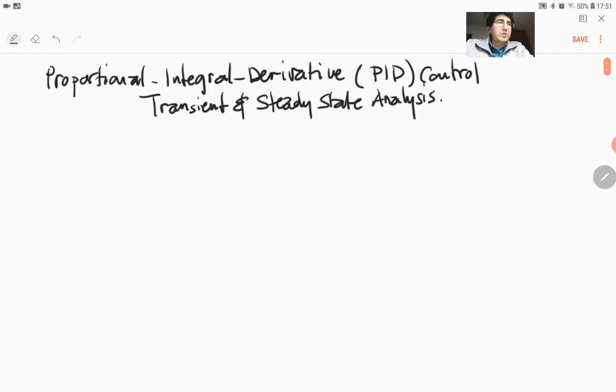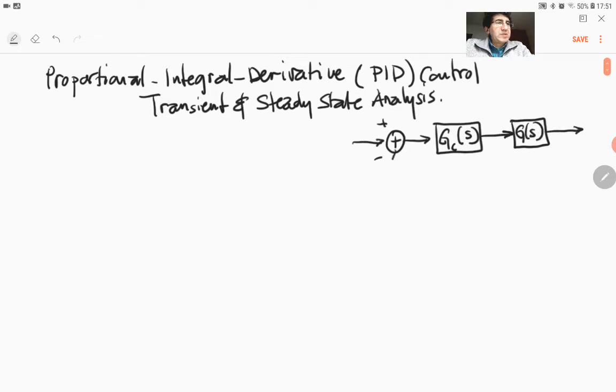Okay, so what we will consider is the usual feedback structure, where we have essentially a plant that is being driven by a controller that we label as GC of S. So the controller drives the plant, which is G of S, and the output is fed back to be compared with the reference input. Okay, so we have R of S here and Y of S over here.